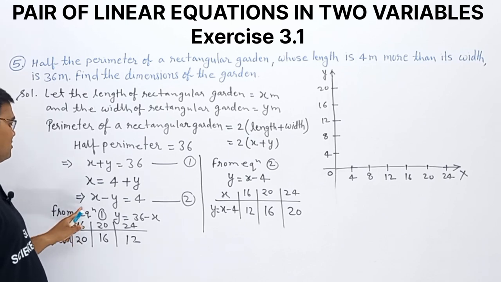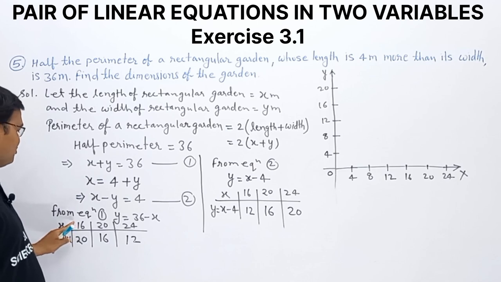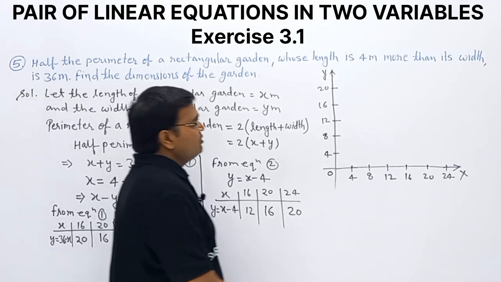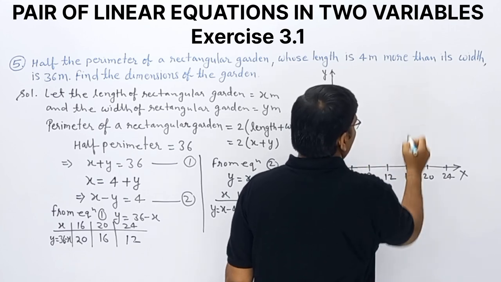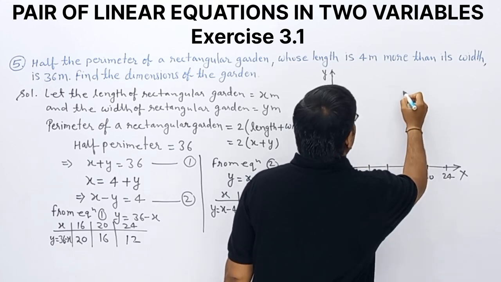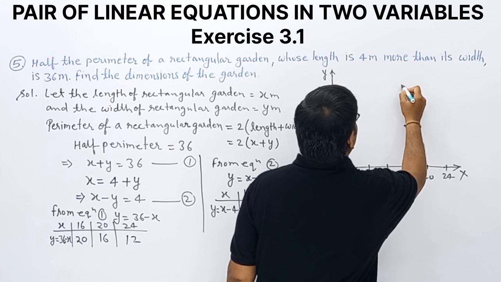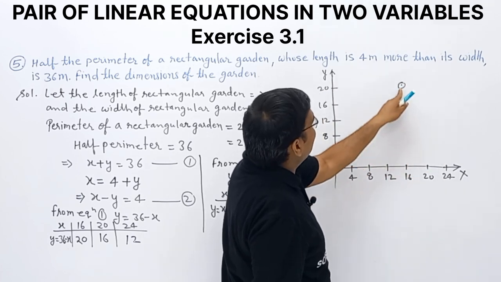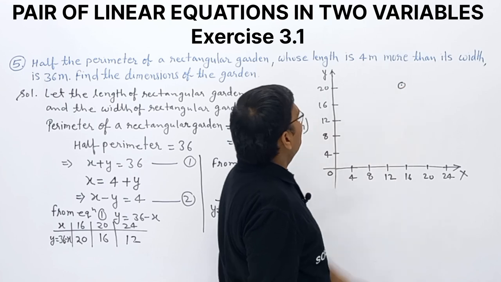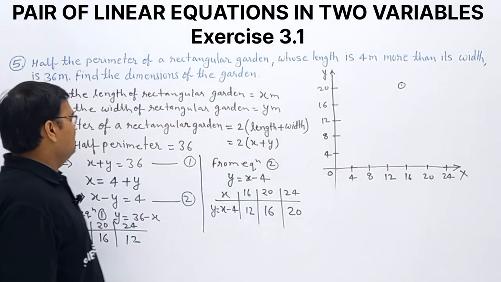First I am drawing this linear equation number 1. So we have the coordinates 16, 20. X is 16, Y is 20. So where is it? We are getting this point there. Clear? This point is 16 and this one is 20. 16, 20 we obtained.